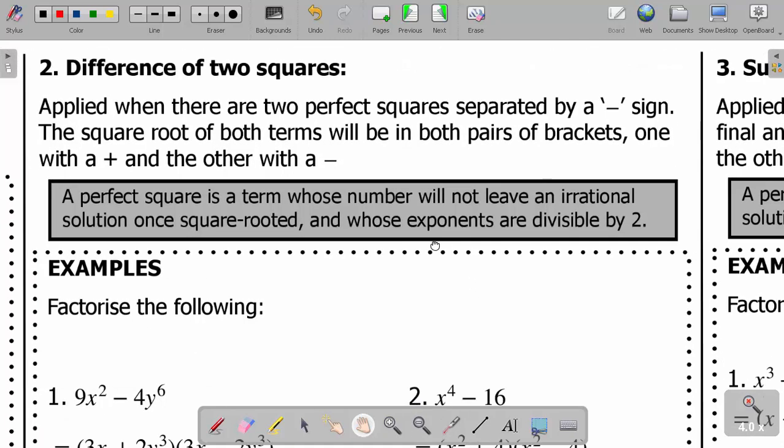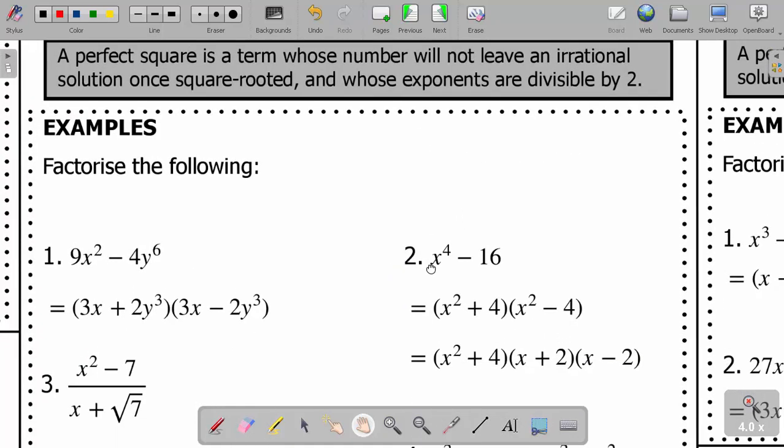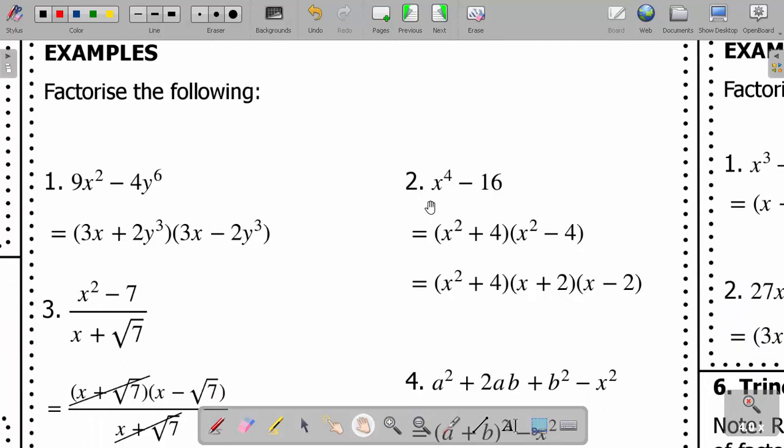Example, factorize the following. Now check here: we have 9x squared minus 4y to the power 6. By the way, look if there is any highest common factor first before you continue factorizing the difference of 2 squares. But in this case, there is none, because this is 9, this is 4, there's no common factor there. Now like we said in the method, you have to find the square root of each term. So let's do it here and see what we're talking about.